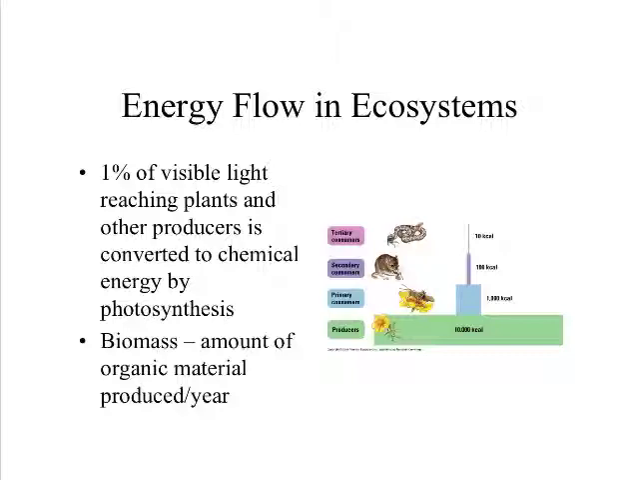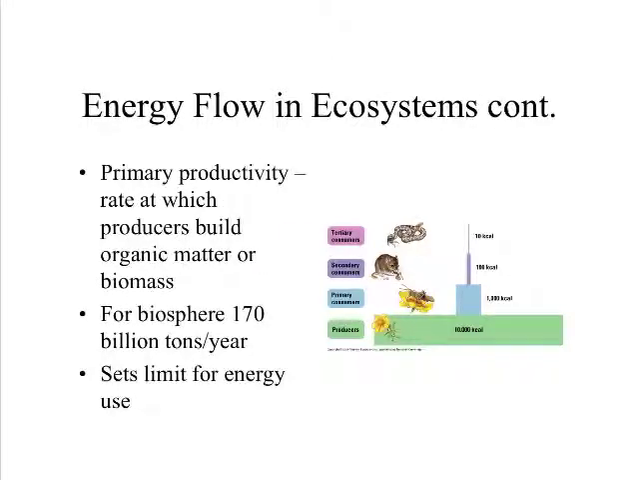Now, biomass is what we call the amount of organic material produced each year. So, how much photosynthetic organic material plants can produce per year. Now, primary productivity is the rate at which producers build organic matter, or this biomass. So basically, primary productivity is how much they can make in a year.